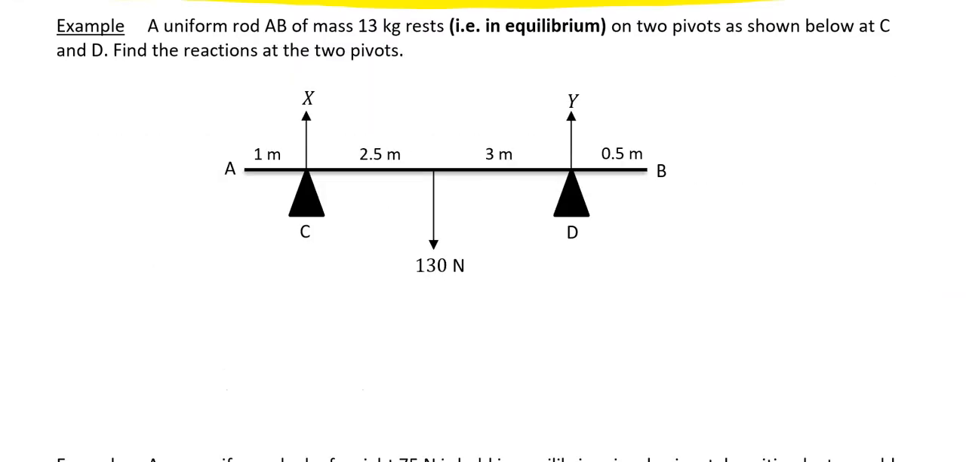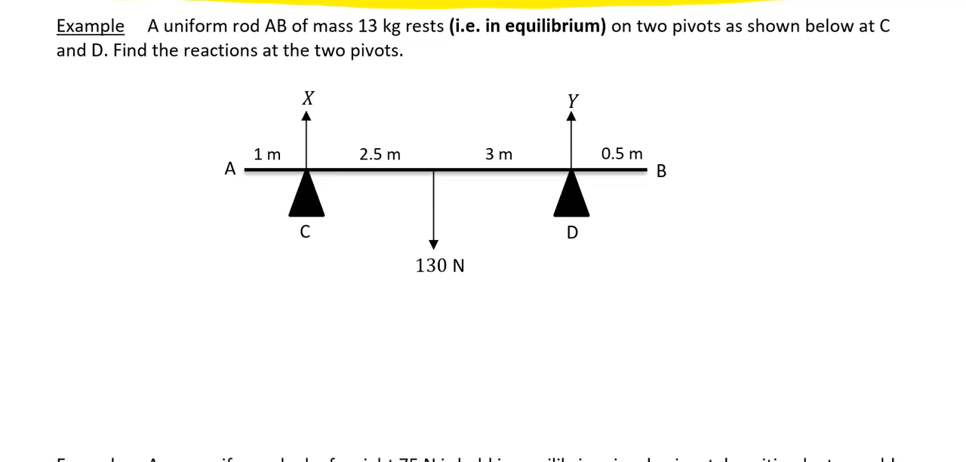Okay, uniform rod AB of mass 13 kilograms rests in equilibrium, which means on two pivots, as shown below at C and D. Find the reactions at the two pivots. So there's only two things that you can do in solving an equilibrium problem. First one is resolving vertically, and the second one is taking moments about a point.